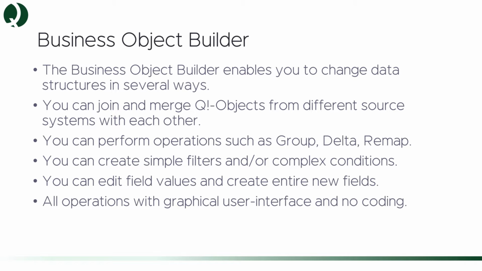If a user on Platform Q wants to enrich data or change data structures, it is necessary to use the Business Object Builder application. With the Business Object Builder, you can join Q objects with each other, or you can merge them. The Q objects can contain data from different source systems. Furthermore, you can also create a delta between two Q objects and remap field values of two different Q objects. The topic of this learning video is to create complex conditions as a filter. All operations within the Business Object Builder application can be carried out via a graphical user interface, which means that no coding is required from the user.